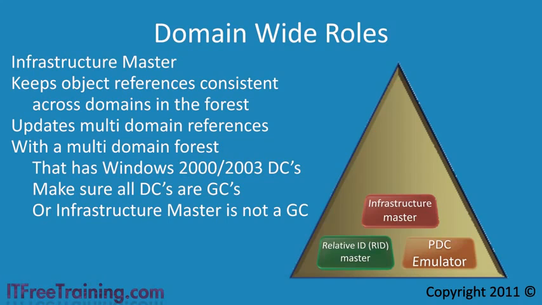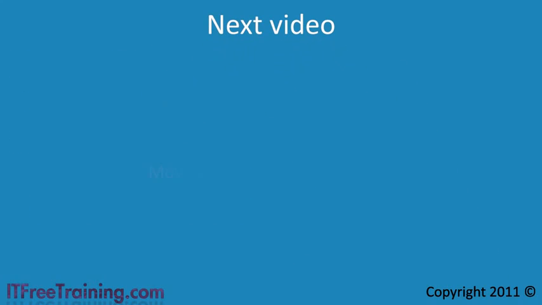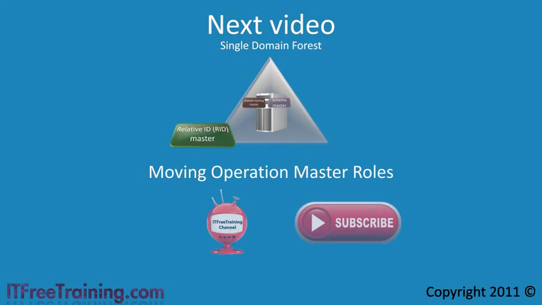This concludes how the 5 operation master roles work in Active Directory. In the next video, I will look at how you can move these roles around from domain controller to domain controller.